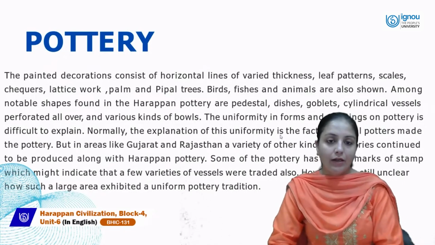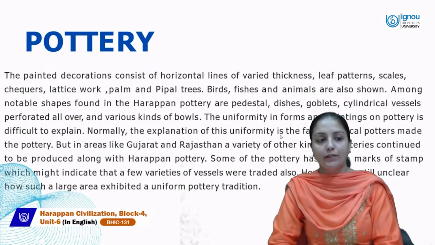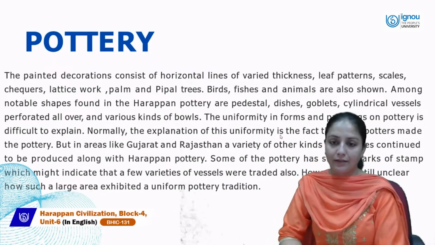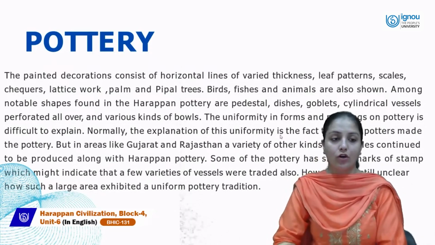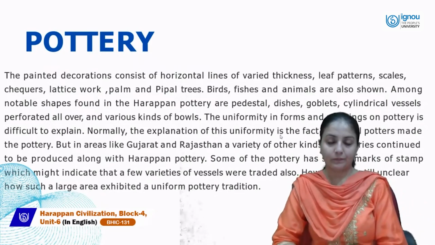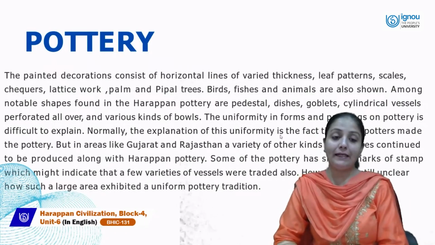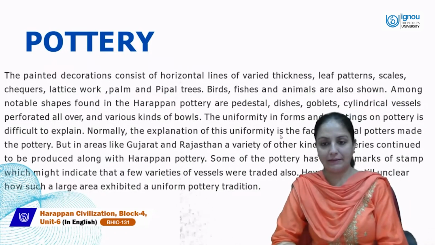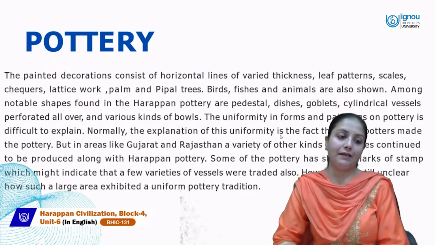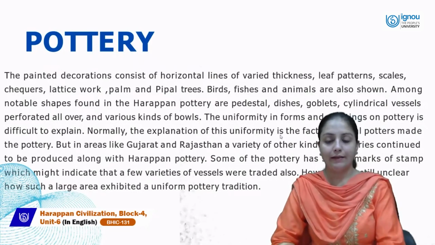Normally, the explanation of this uniformity is the fact that local potters made the pottery, but in areas like Gujarat and Rajasthan, a variety of other kinds of potteries continue to be produced along with Harappan pottery. Some of the pottery has shown marks of stamps, which might indicate that a few varieties of vessels were traded also. However, it is still unclear how such a large area exhibited a uniform pottery tradition.